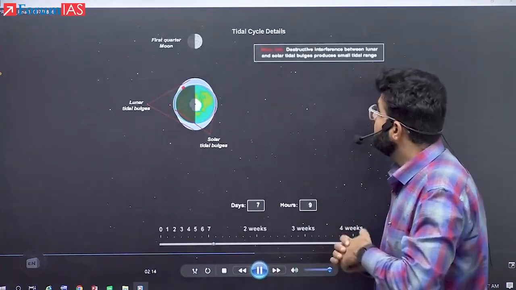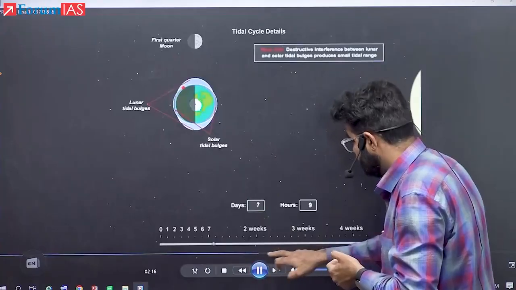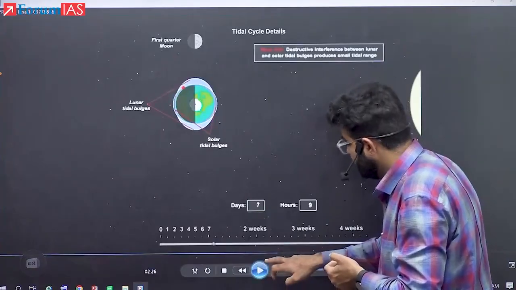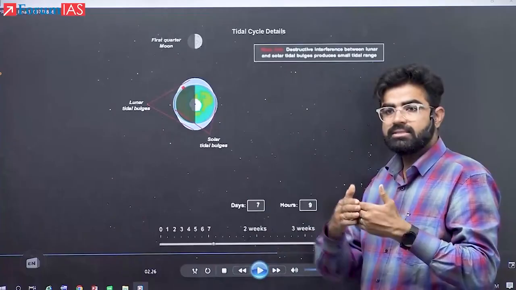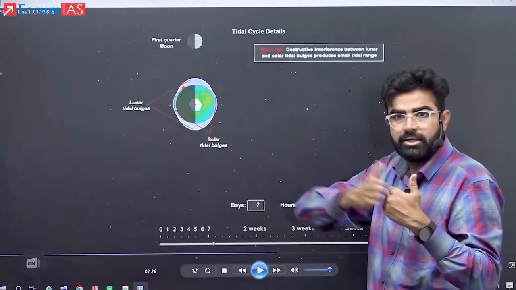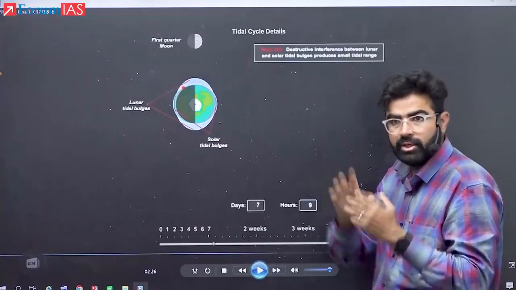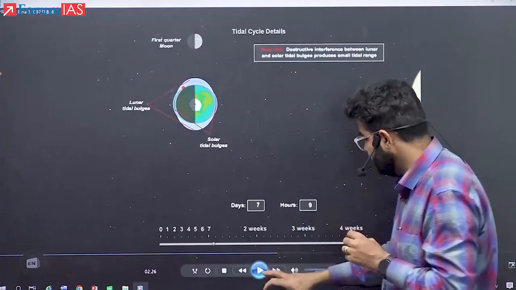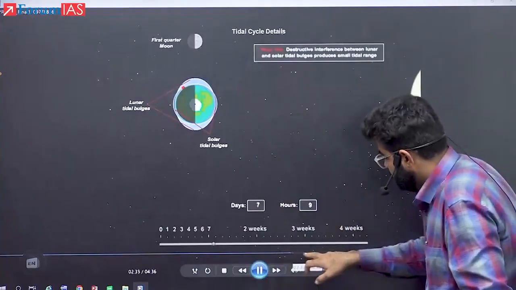Tidal range: the height difference between high tide and low tide in the locations of the lunar. In this, when we say what is the high tide and what is the low tide, the difference in the height of this high and low is known as tidal range. Okay, what is the tidal range of that area? Okay? And solar tidal bulges also.